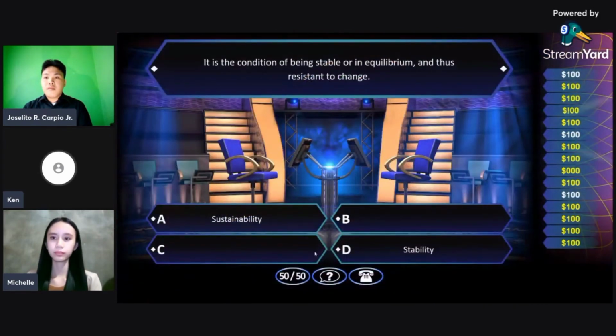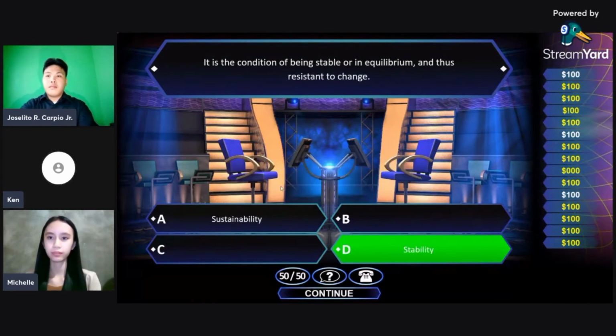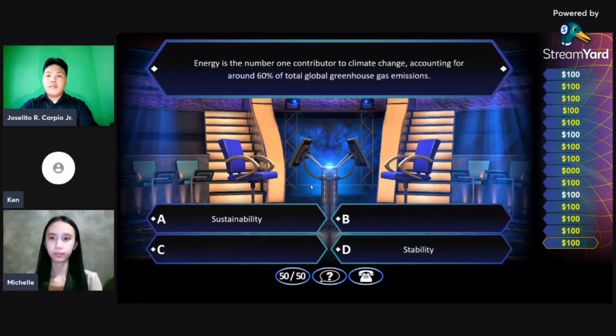It is the condition of being stable or in equilibrium and thus resistant to change. A. Sustainability or D. Stability. Yes, Michelle? That is letter D. Stability. Let's see. Correct.